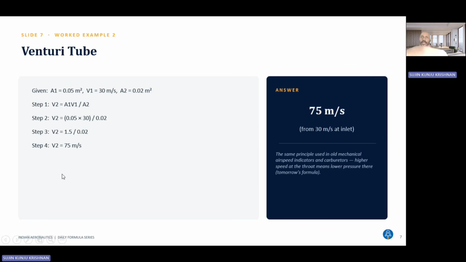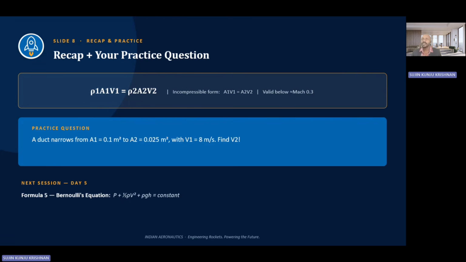Now let's move to the recap. Rho AV equals a constant along a stream tube. That's conservation of mass. For everyday incompressible flow, this simplifies to A1 V1 equals A2 V2. Smaller area means higher velocity. So your practice question: a duct narrows from 0.1 square meters to 0.025 square meters with an inlet velocity of 8 meters per second. Find the exit velocity. Drop your answers in the comments.